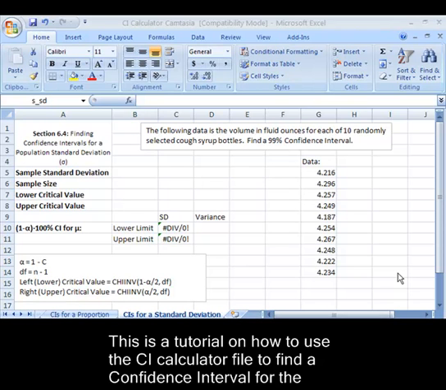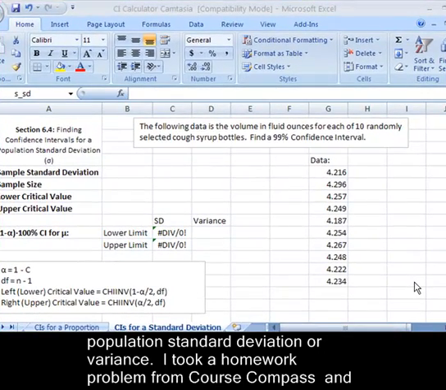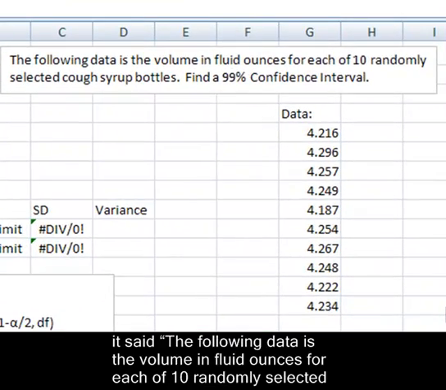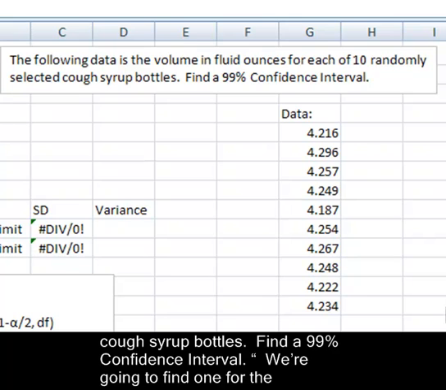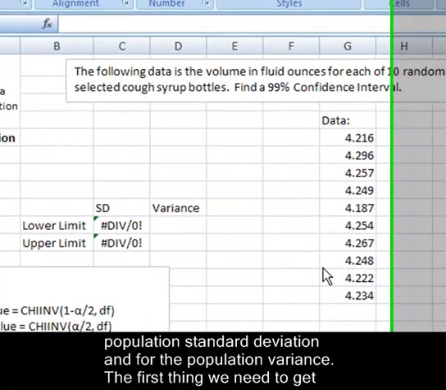This is a tutorial on using CI calculator to find a confidence interval for a population standard deviation or variance. I took a homework problem from Course Compass, and it said the following data is the volume in fluid ounces for each of 10 randomly selected cough syrup bottles. Find a 99% confidence interval. We're going to find one for the population standard deviation and for the population variance.